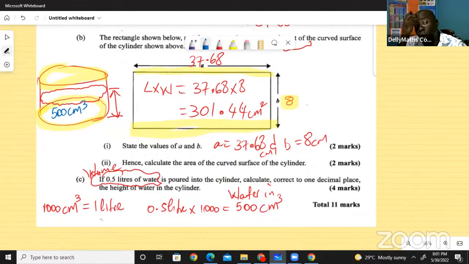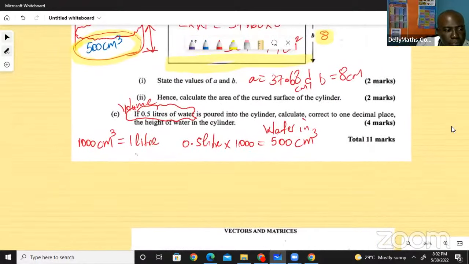If we want to know how far up it goes, we will have to find the area of the circle and divide it into the volume of water in the tank. We need the area of the circle to know the height, because we want to find how far up the water is in the tank. So let us quickly go for the area of the circle.